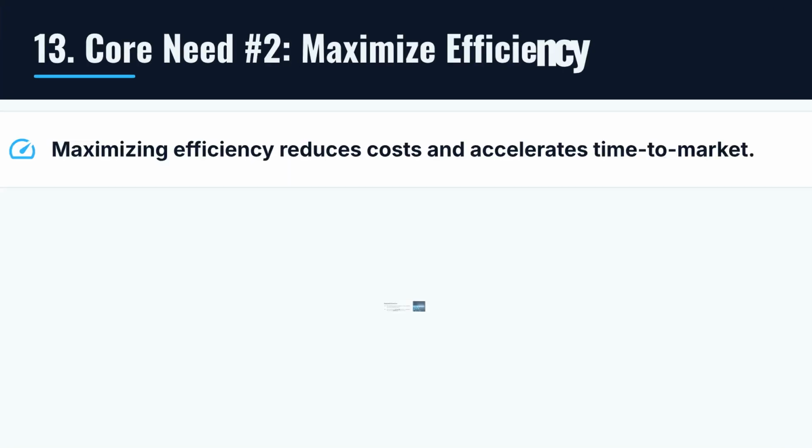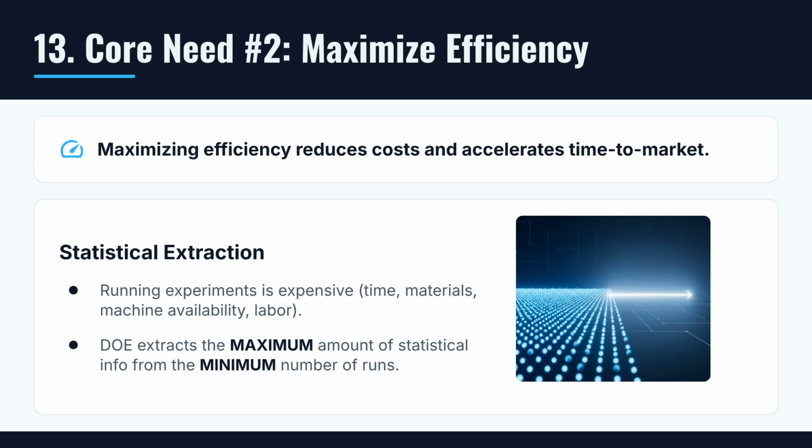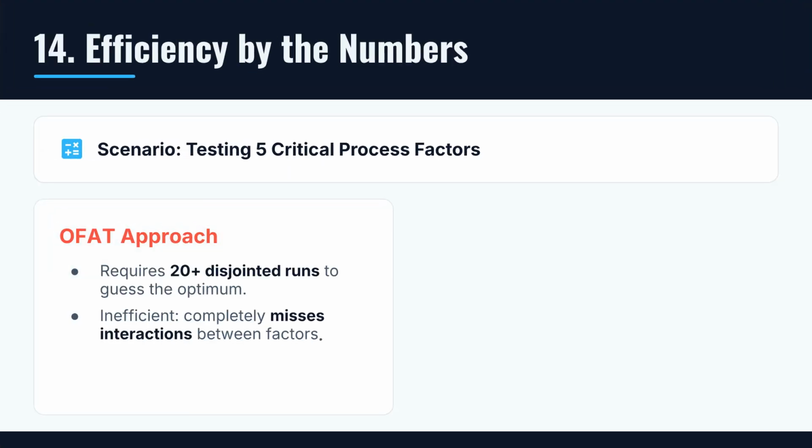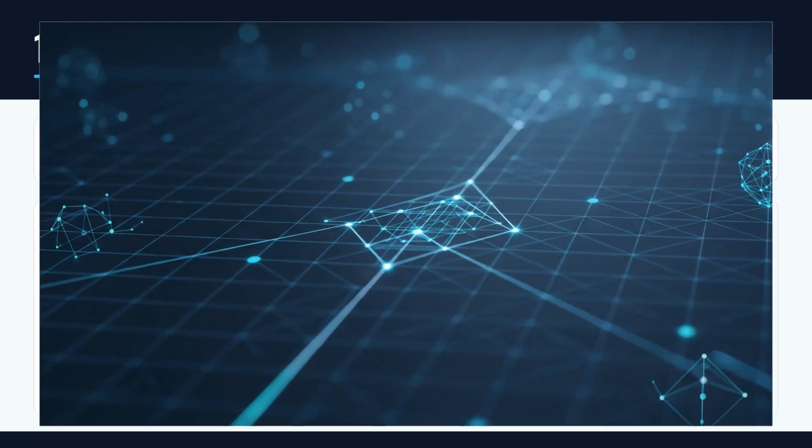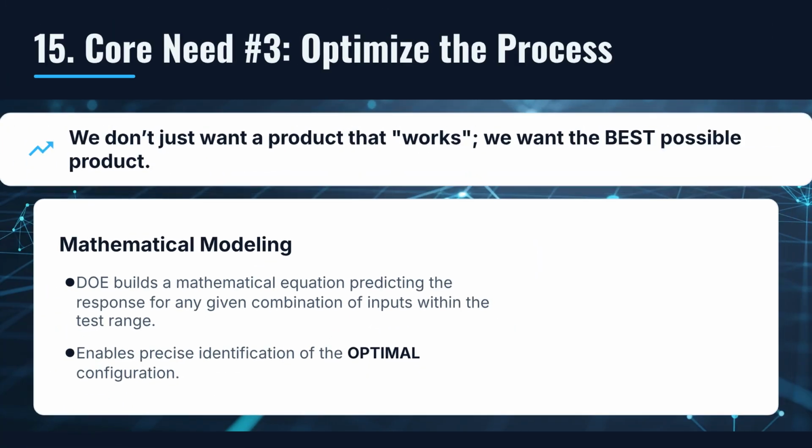The second core need is to maximize efficiency, which reduces costs and accelerates time to market. DOE uses statistical extraction to get the maximum amount of statistical information from the minimum number of runs, saving time and resources. Consider testing 5 critical process factors. The OFAT approach requires over 20 disjointed runs and completely misses interactions. Fractional factorial DOE achieves results in just 8 to 16 structured runs, while comprehensively identifying both main effects and crucial interactions.